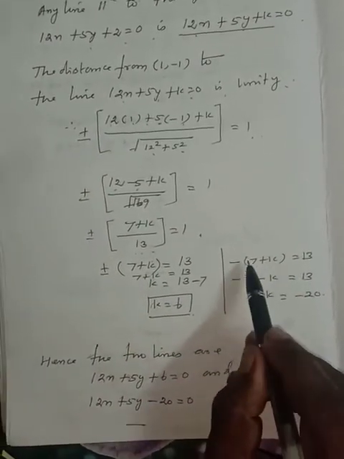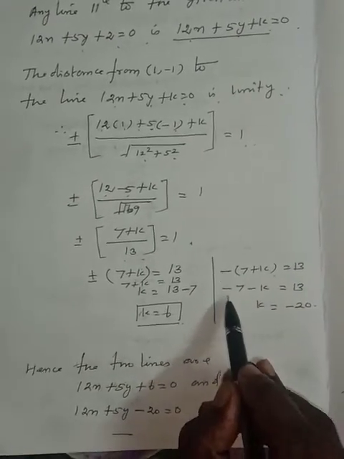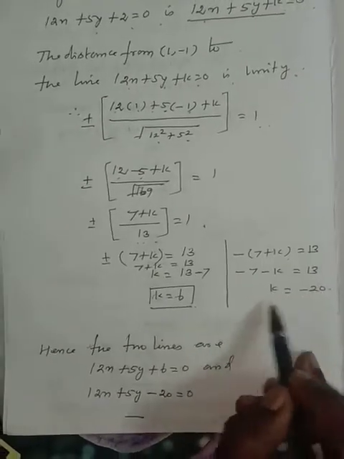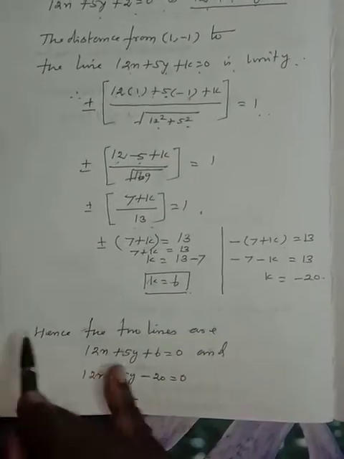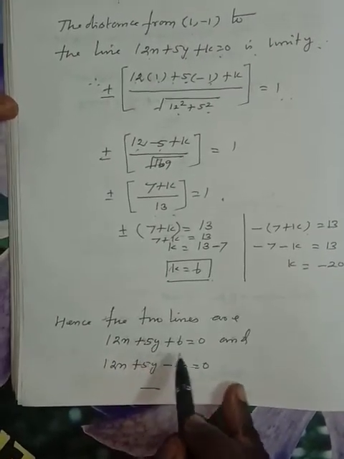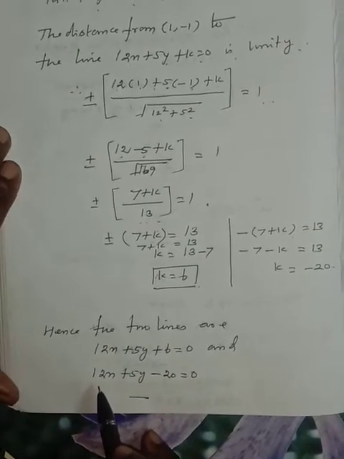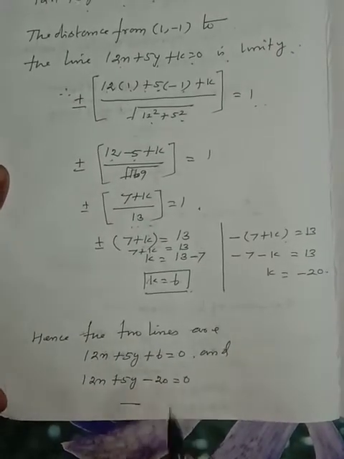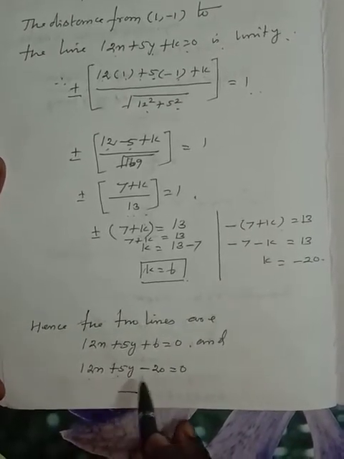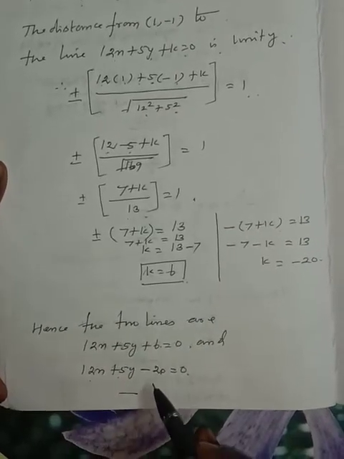Negative side: minus (k plus 7) is equal to 13. Minus 7 minus k is equal to 13. k is equal to minus 7 minus 13, which is minus 20. Hence the two lines are 12x plus 5y plus 6 is equal to 0, or the next straight line 12x plus 5y minus 20 is equal to 0. Put k is equal to 6, put k is equal to minus 20.